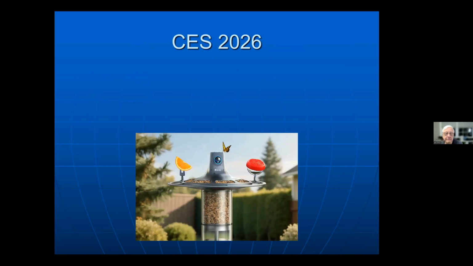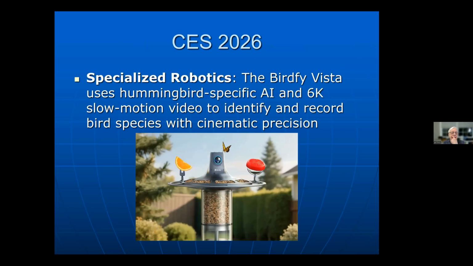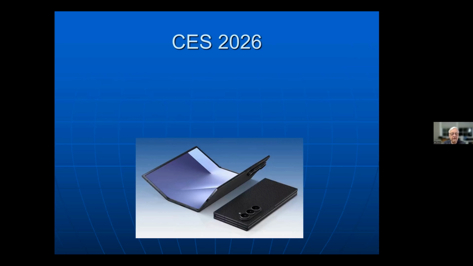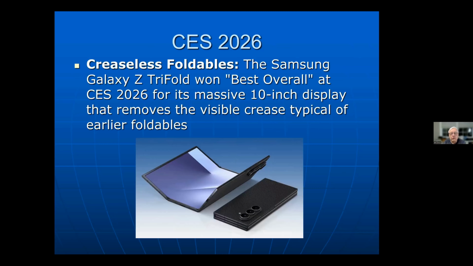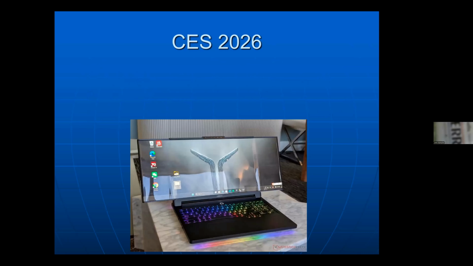So for CES, a couple of things that struck me were these specialized robotics. There's this Birdfy Vista that uses hummingbird-specific AI and 6K slow-motion video to identify and record bird species with cinematic precision for its bird feeder. You gotta love it. Another thing is creaseless foldables: the Samsung Galaxy Z Trifold, best overall, has a massive 10-inch display that removes the visible creases typical of earlier foldables. You gotta love it, right?